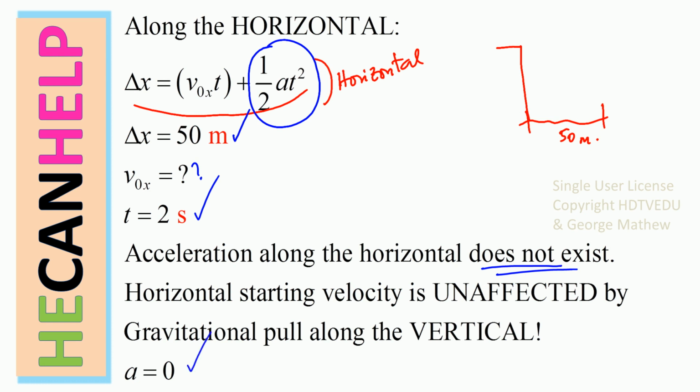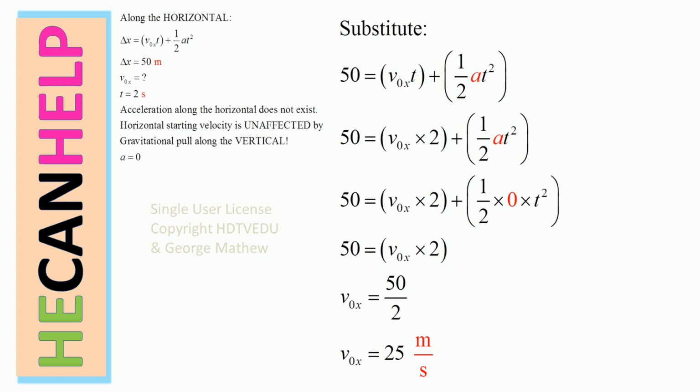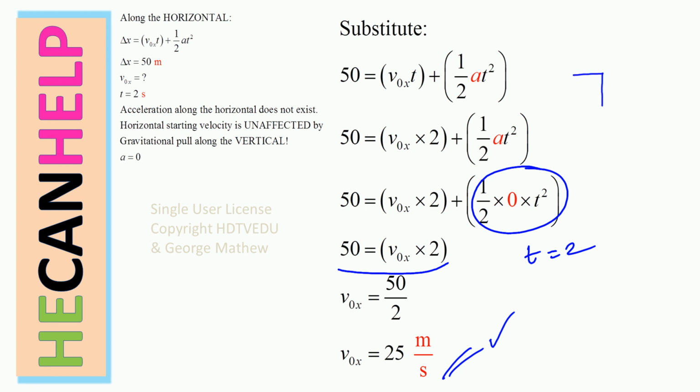So acceleration is 0. So we substitute, and what do we get? 50 is equal to, this whole thing is equal to 0. 50 is equal to v initial times time along the horizontal. 50 is equal to velocity along the horizontal times 2, because time is equal to 2. So you get v initial along the horizontal is 50 divided by 2, which is 25 meters per second. So what is the speed of the car as it flies off at point P? It has to be 25 meters per second.